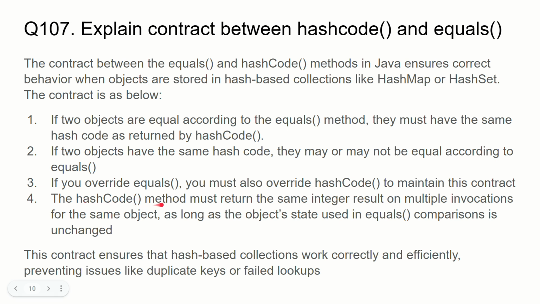Fourth, the hashcode method must return the same integer result on multiple invocations for the same object. So it should be idempotent unless and until the object state is changed. Okay, so these four are the points which ensure the contract in the hash-based collections.